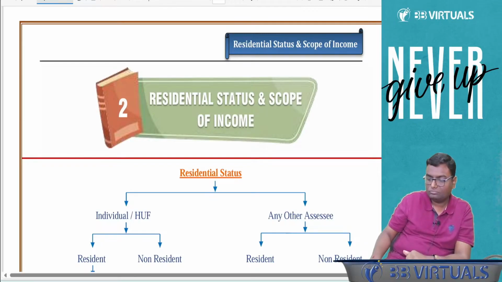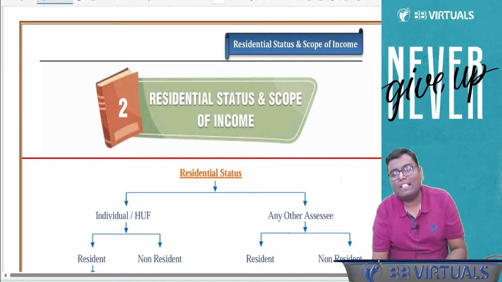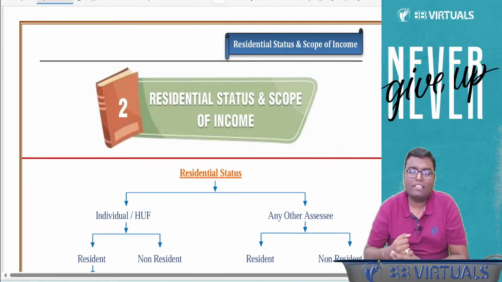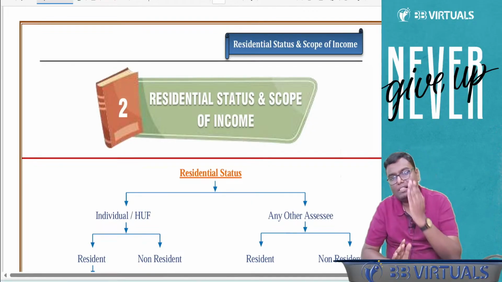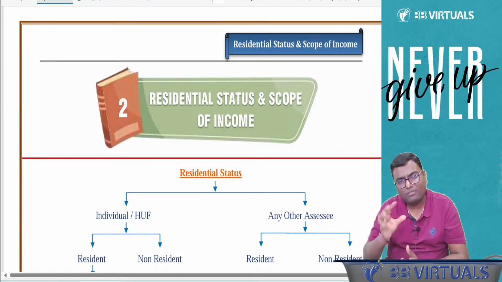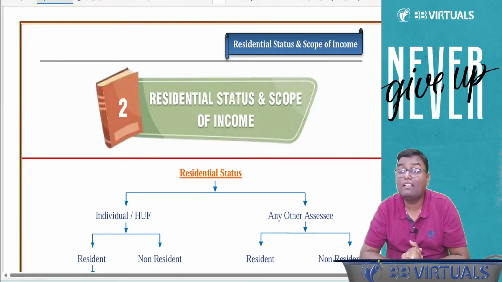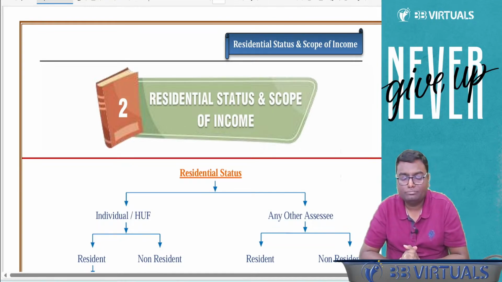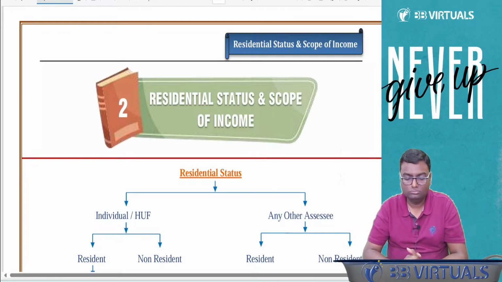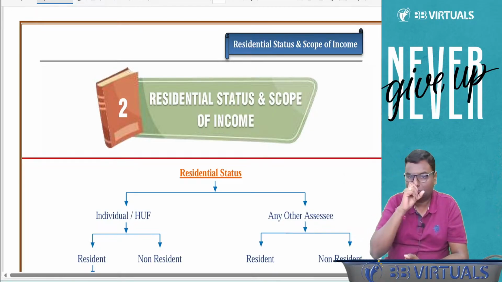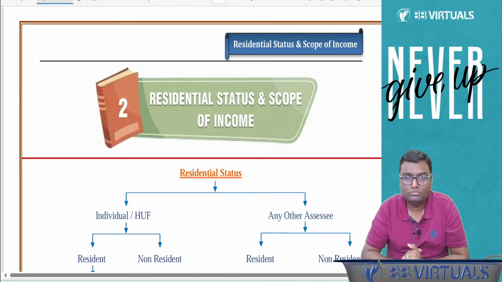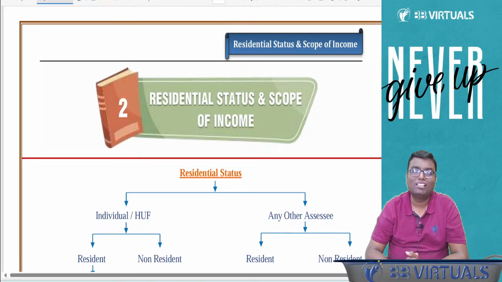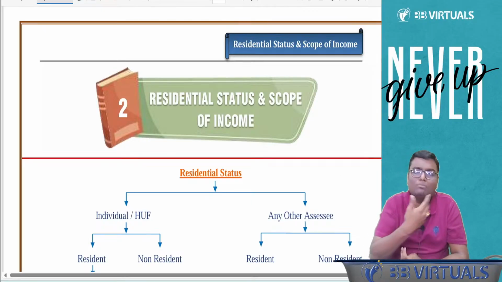Now tell me, whether the concept of residential status and citizenship is one and the same. What do you understand? The answer is no. In very layman sense, I become a resident of India if majority of days I stayed in India, and if I do not stay in India, I will become non-resident.